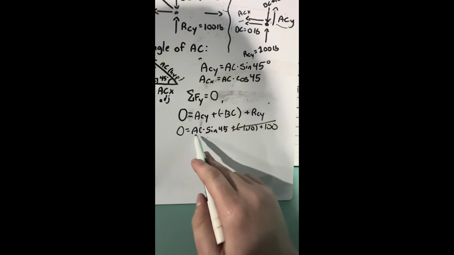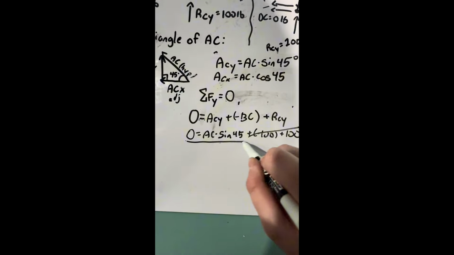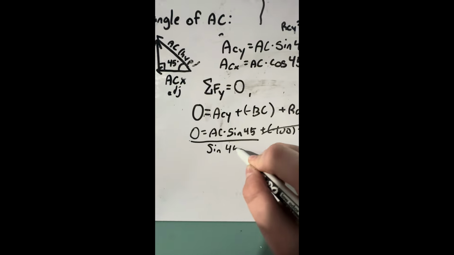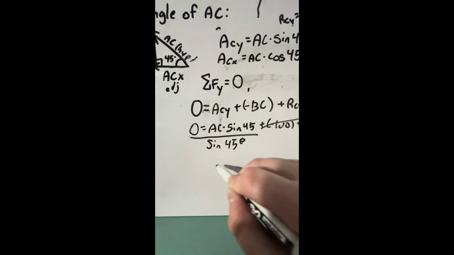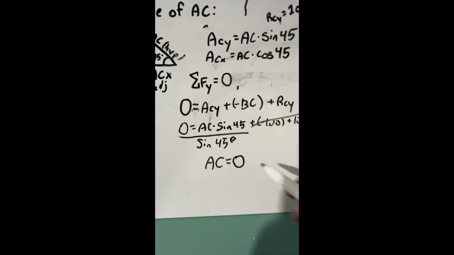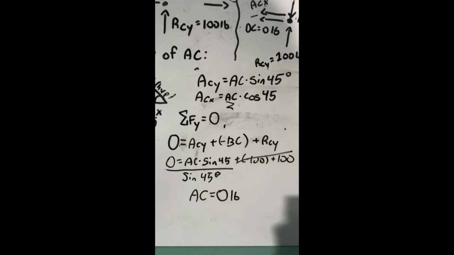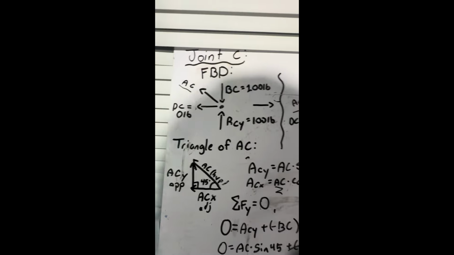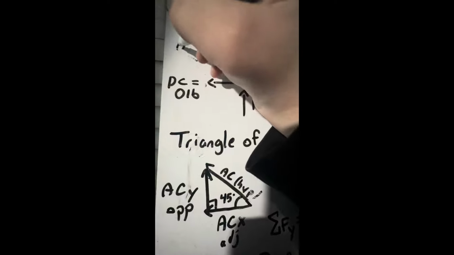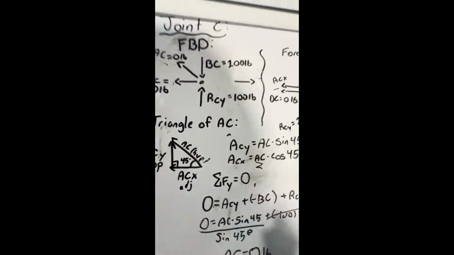So now we just need to find our AC. If we just divide both sides by sine 45, we will get that AC is equal to 0. And since we know what AC is, we won't need to use ACX because we already have this answer. So we can update our free body diagram to say that AC is equal to 0 pounds. And now we're done.